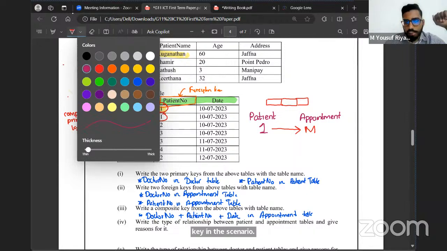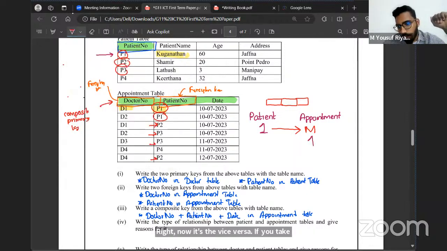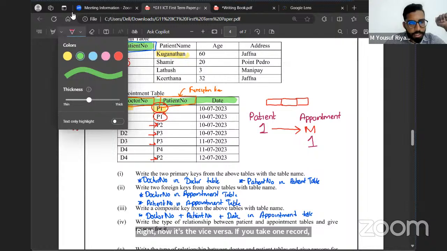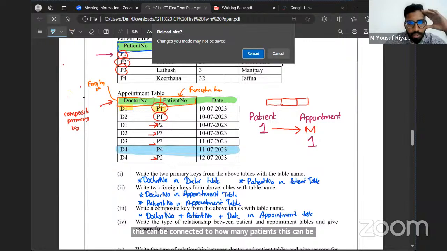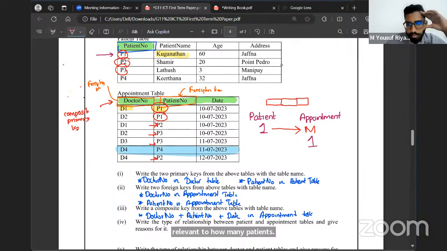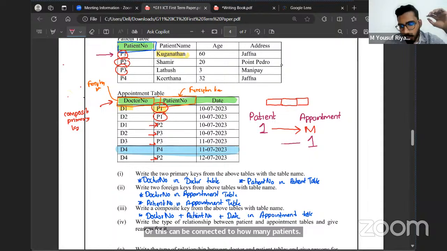Right. Now let's see the vice versa. If you take one record in the appointment table, for example, let me take this specific record, this can be connected to how many patients? Exactly. It can be connected to only one patient.